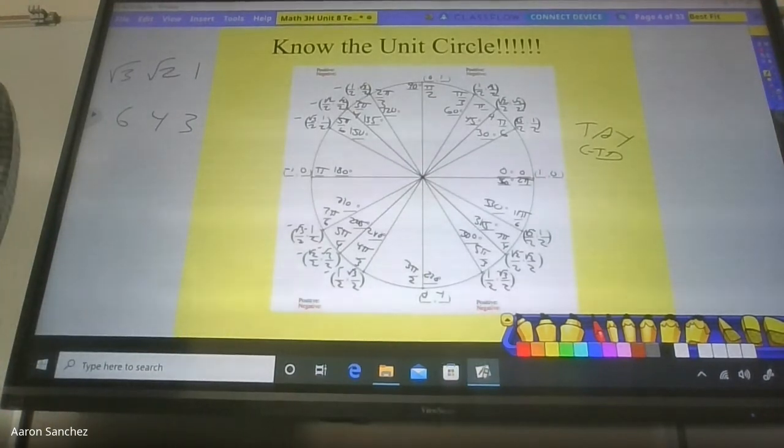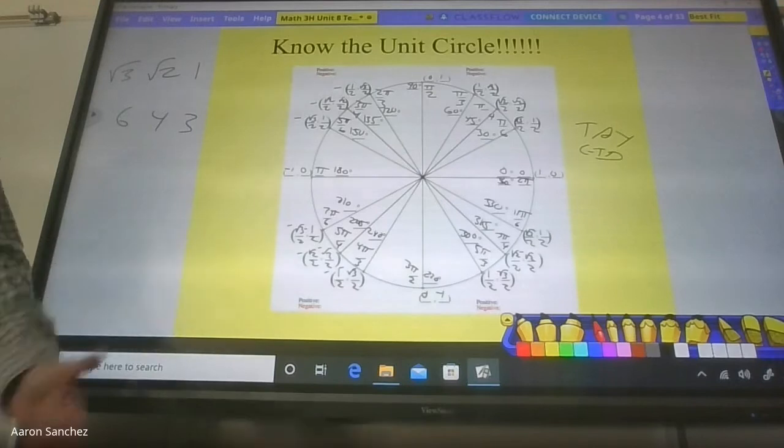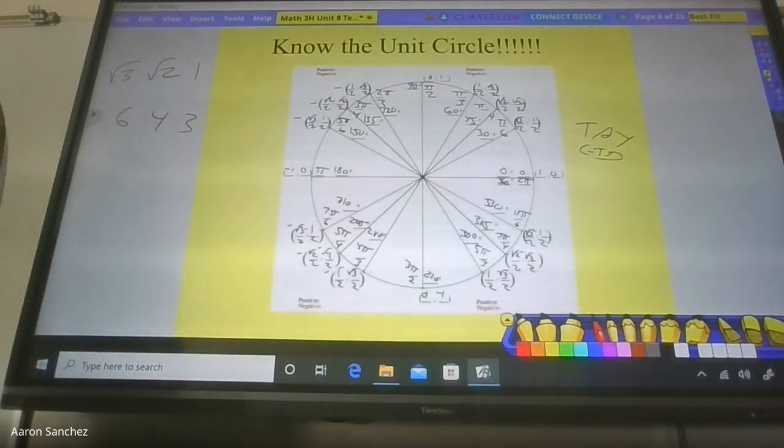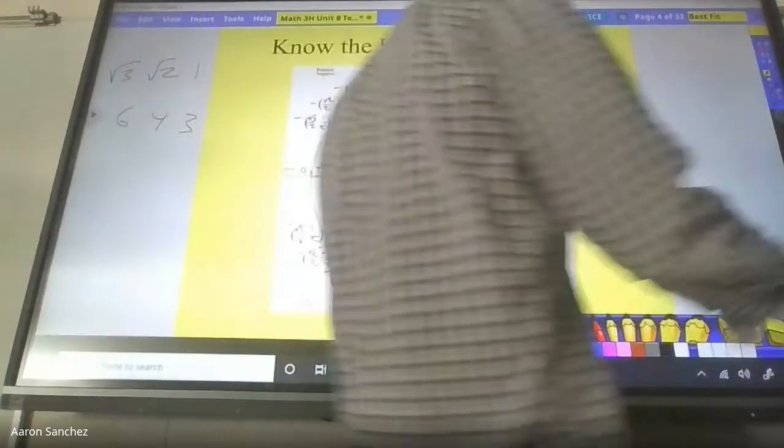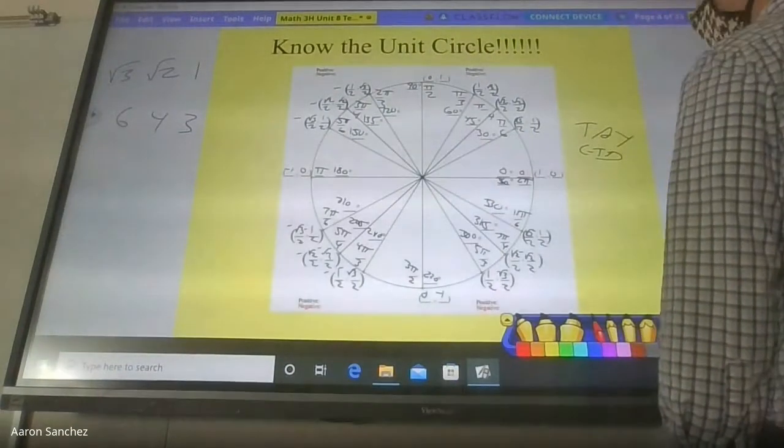Yes, Alexis. Is this gonna be 50% of the test again, or how much? This is probably about 20% of your test. You want to see what else is on the test? Yes. Okay, you wish it was 50%. Okay, here we go.